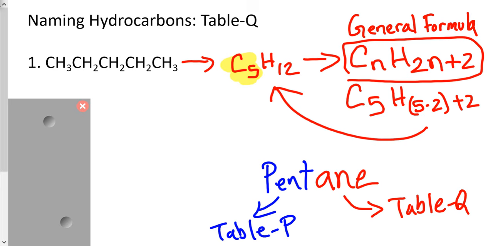And again, how did I get pentane? I used table Q to figure out if it's alkane, alkene, or alkyne. And I used reference table P to figure out the prefix. And this is what we need to do. Every time we're given a question to name a hydrocarbon, we have to use reference table Q to figure out the type of hydrocarbon it is, and then we can use reference table P to identify the prefix for that organic hydrocarbon.